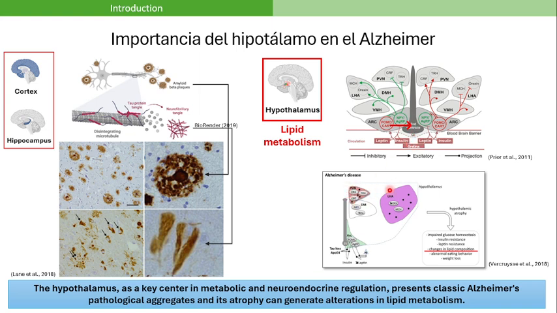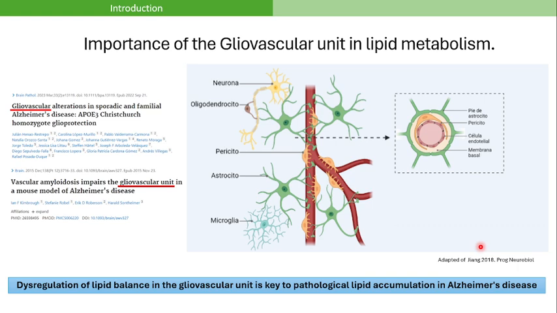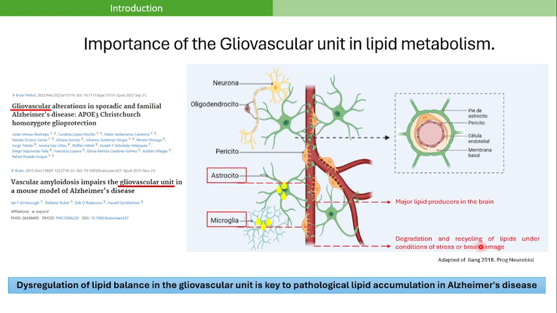Tau and beta-amyloid aggregates, along with accumulating neutral lipids like triglycerides and cholesterol, underscore the role of lipids in Alzheimer's pathology. Hyperreactive astrocytes and microglia in the gliovascular unit show intracellular lipid buildup before neurodegeneration, pointing to lipid alterations in the hypothalamus as key to understanding Alzheimer's progression.